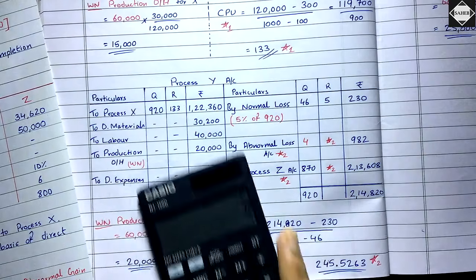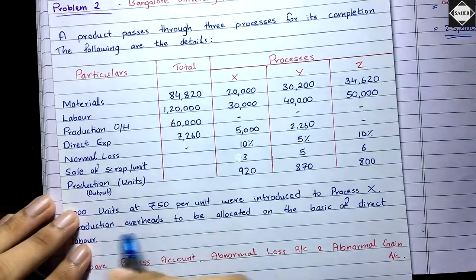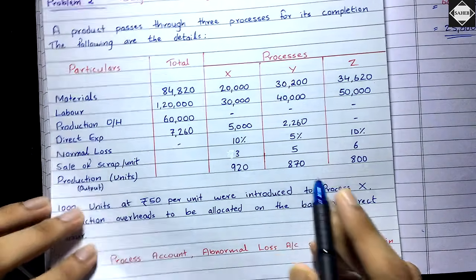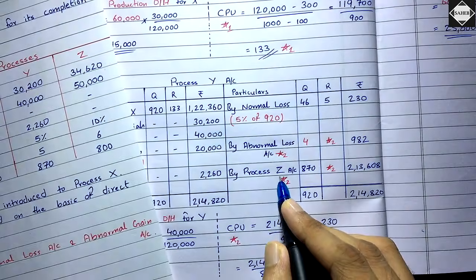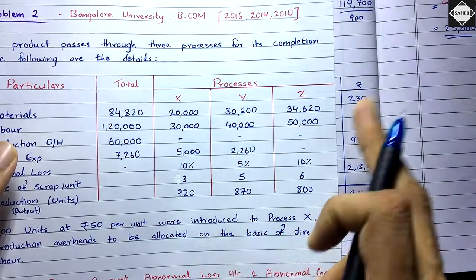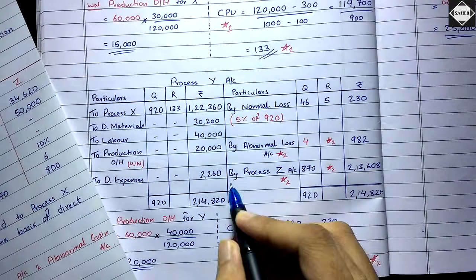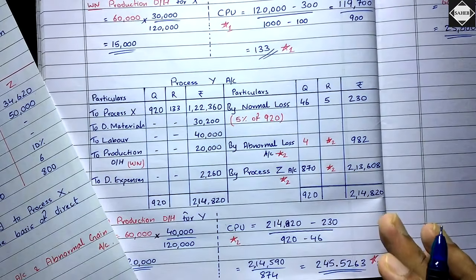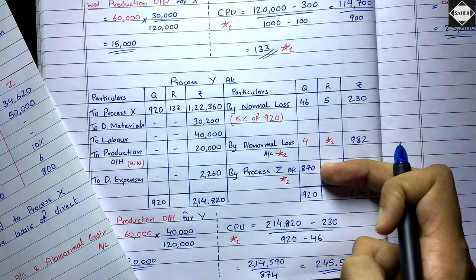That's done. Now we have to take the output. Always output. So output is how much? 870 in process Y. So take that by process Z, because it's going to the next process. Whatever output will come from process Y, it will go to process Z. So that's why we are taking it by process Z account, 870. Till now we don't know there's abnormal loss and we don't know the amounts.